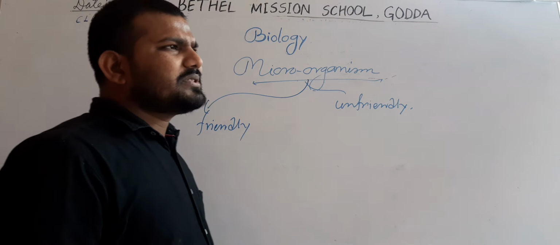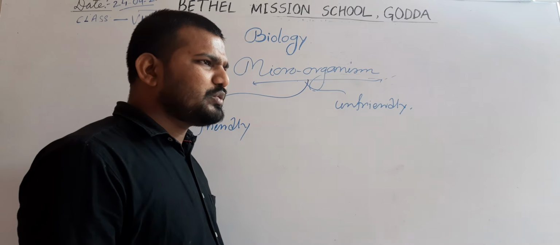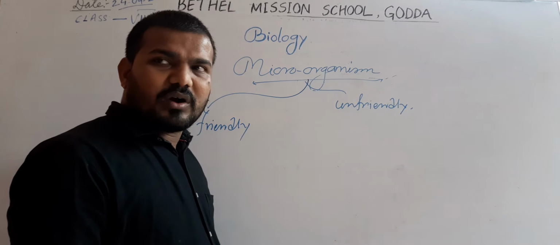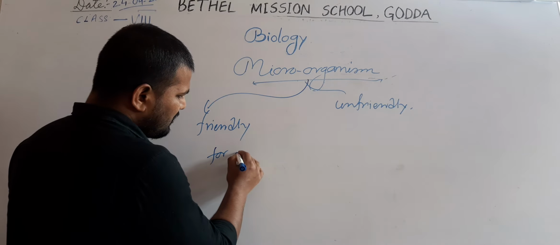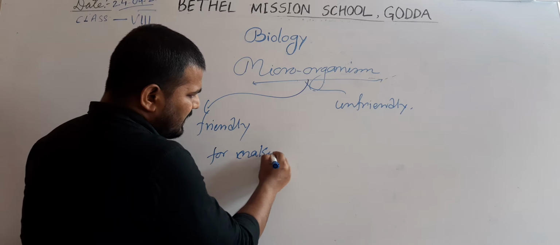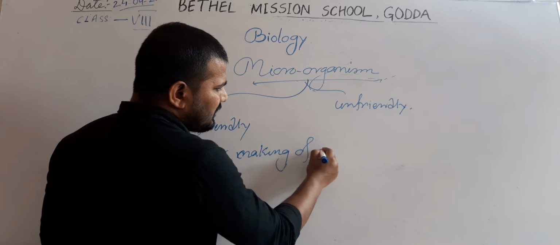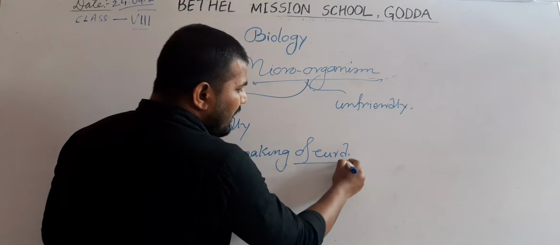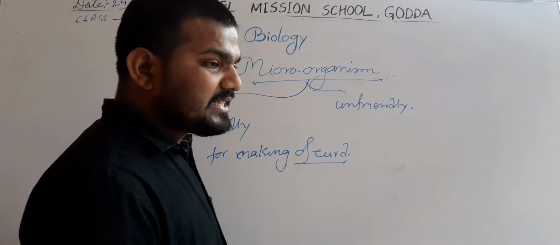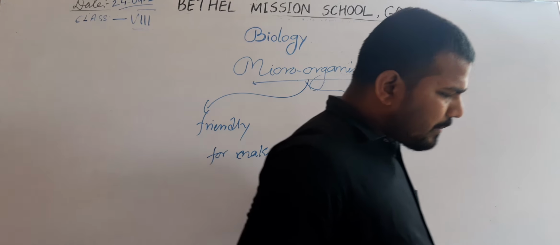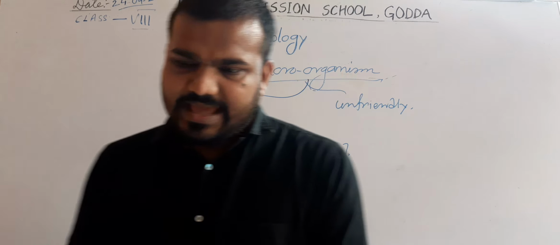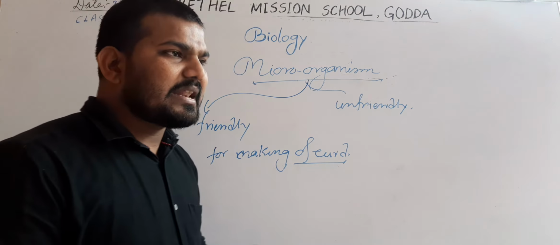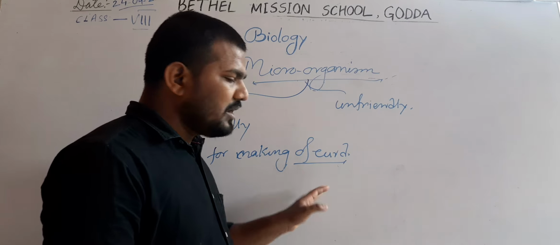Now, there are several microorganisms present in our surroundings. They can produce some important things for human society. The first one is the making of curd. For making curd, we use one specific type of bacteria known as Lactobacillus lacti. So Lactobacillus lacti is used for the preparation of curd.